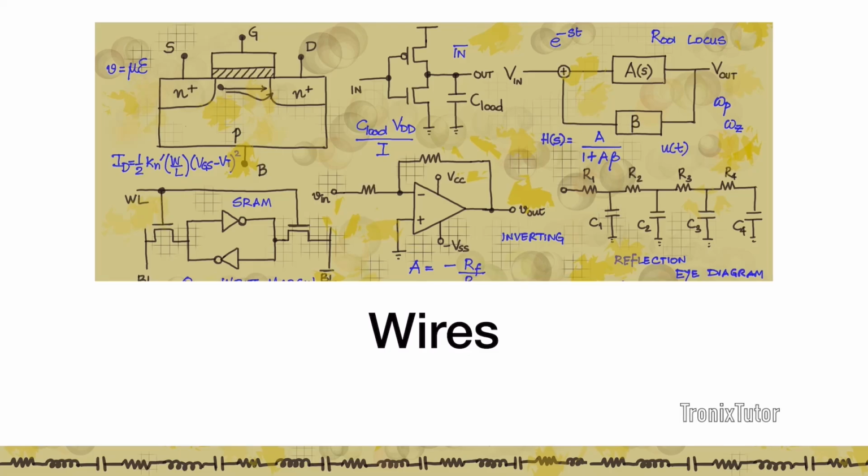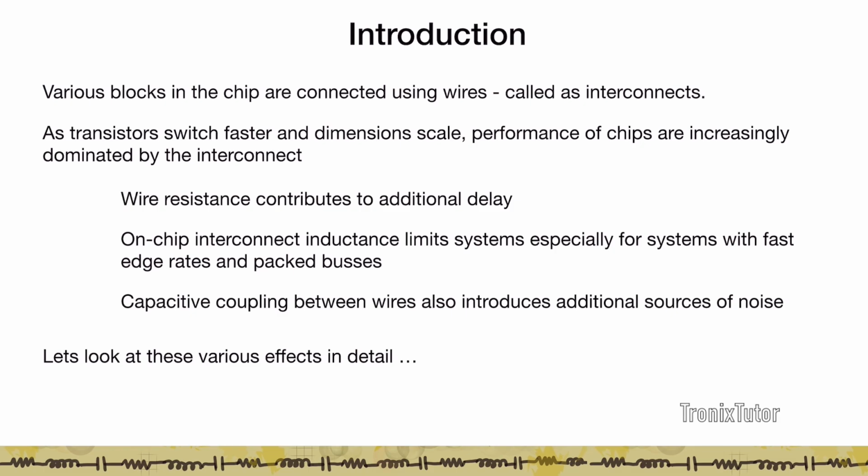Hello, in this video, let's talk about wires. Various blocks in the chip are connected using wires. In chips, these are known as interconnects. Now, as transistors switch faster because of dimensional scaling, the performance of chips is increasingly dominated by the interconnect.